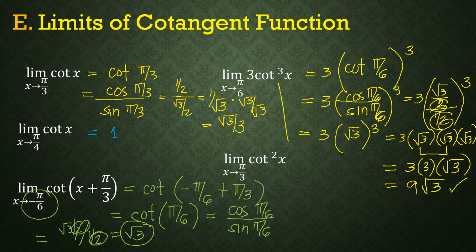Now on the last example, we have the square of cotangent x as x approaches pi over 3. So that is cotangent pi over 3, the quantity squared. Since cotangent pi over 3 is already solved, that is square root of 3 over 3. So we have square root of 3 over 3 squared. Get the square of square root of 3, that is 3, and 3 squared is 9. In the lowest term that is 1/3. So the limit is 1/3.